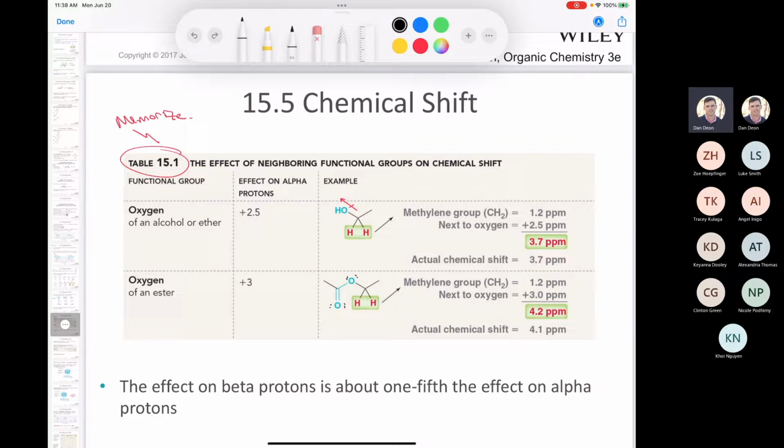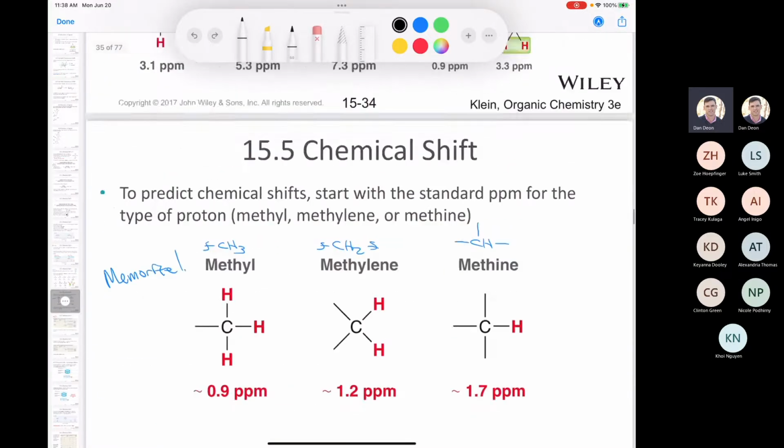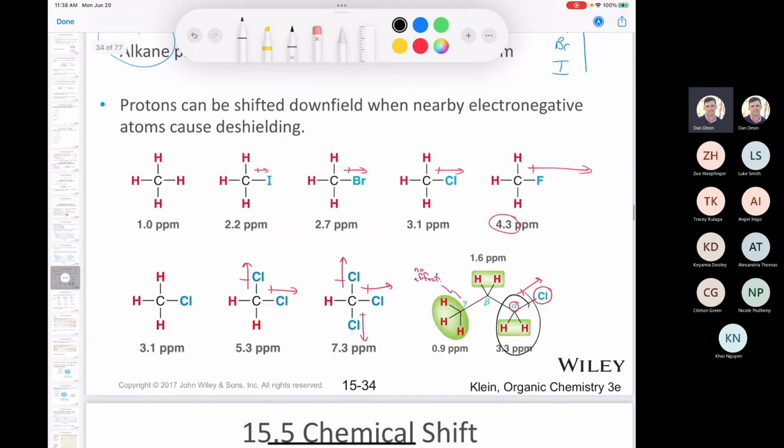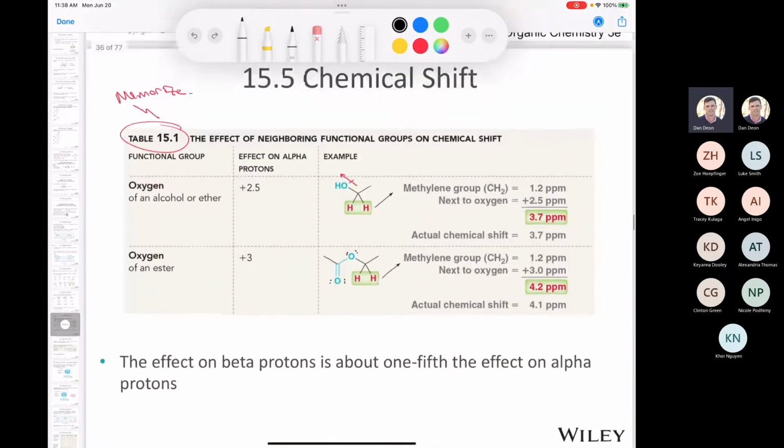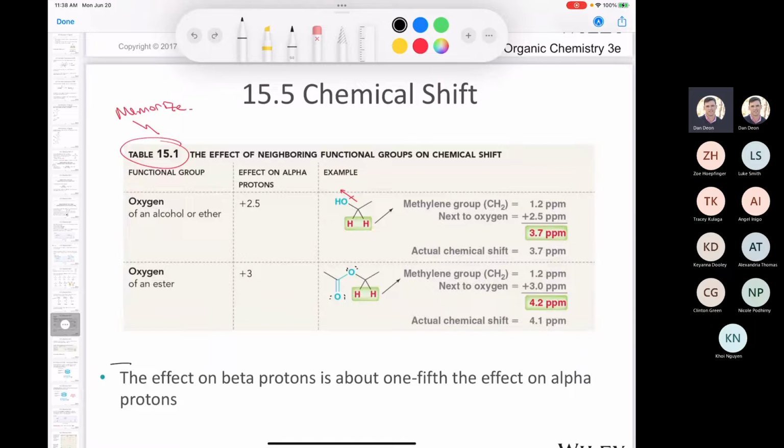Now, if you remember a couple of slides ago, what I told you was the alpha protons experience an effect, and the beta protons also experience a slight effect. How slight is it? Well, let's go back here, and you can see in the fine print, well, it's not that fine, on the bottom, it says the beta protons experience about 1/5 of the effect. All right, 1/5 of the effect.